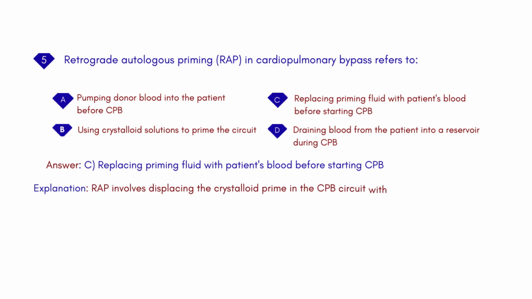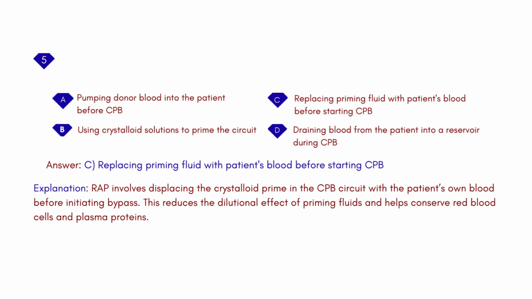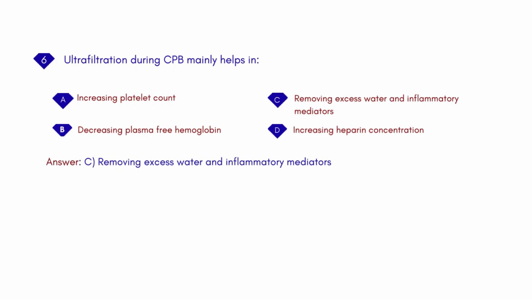Explanation: RAP involves displacing the crystalloid prime in the CPB circuit with the patient's own blood before initiating bypass. This reduces the dilutional effect of priming fluids and helps conserve red blood cells and plasma proteins. Ultrafiltration during CPB mainly helps in: A. Increasing platelet count. B. Decreasing plasma-free hemoglobin. C. Removing excess water and inflammatory mediators. D. Increasing heparin concentration. Answer: C. Removing excess water and inflammatory mediators.